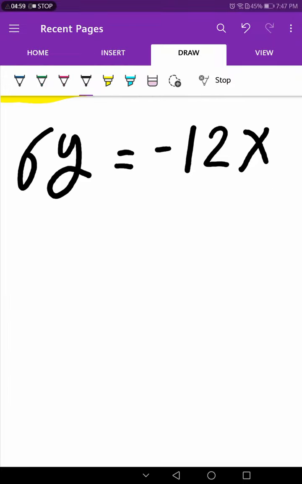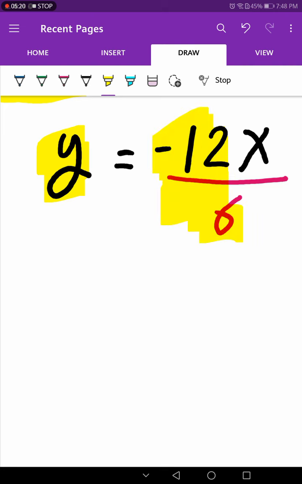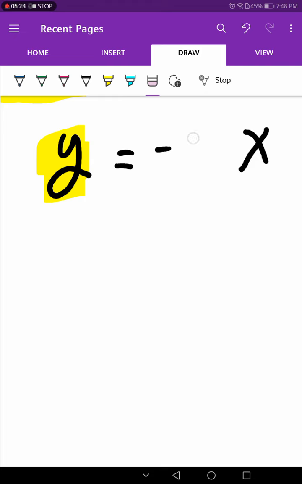But here you have to do what? Teacher, we have to make the y alone and happy. How come? Yes, divide by 6 on both sides. So when I divide by 6, the y will be alone and happy, and here I will do the calculation. It is negative 12 divided by 6, which equals negative 2. So here it is negative 2.